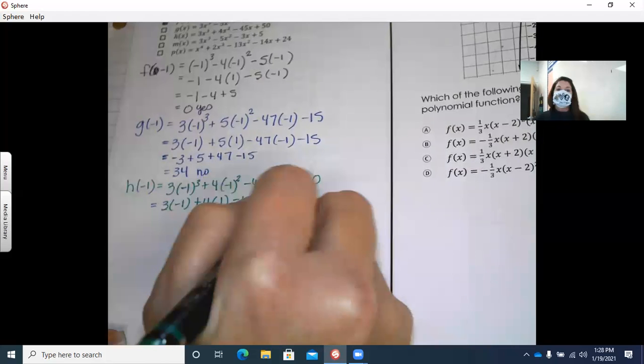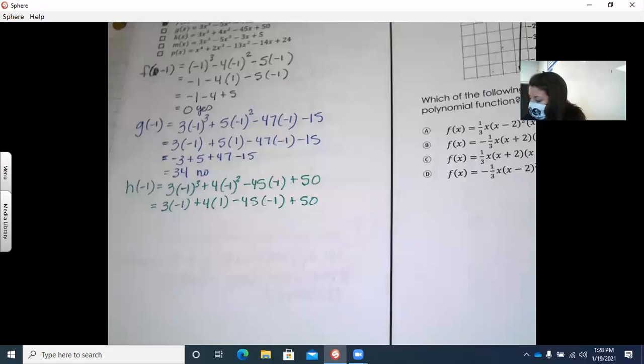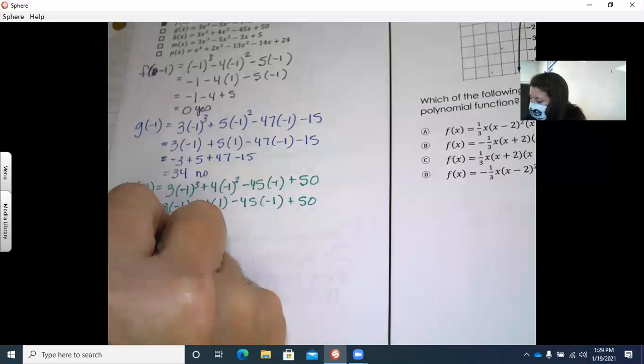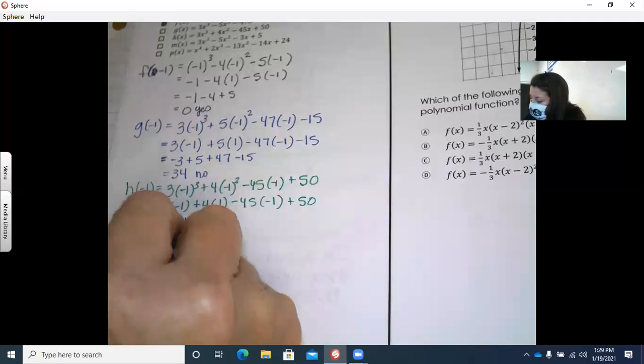Everything else, I know I can simplify some things, but I'm just going to bring it down. I was only doing exponents. Now I'll do multiplication. 3 times negative 1 is negative 3. Positive 4 times positive 1 is positive 4. Negative 45 times negative 1, positive 45. Bring down that positive 50.